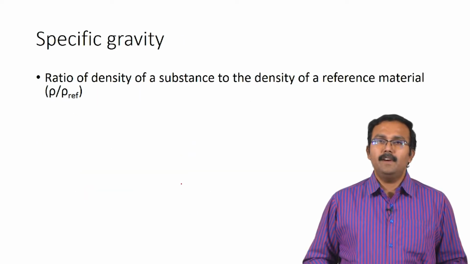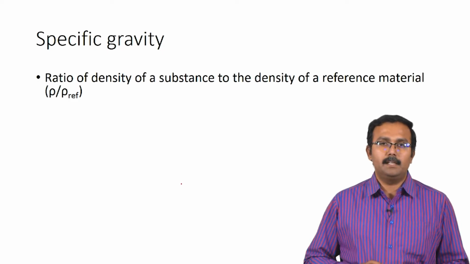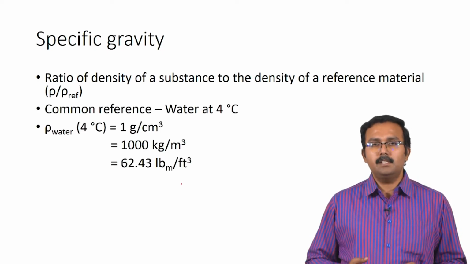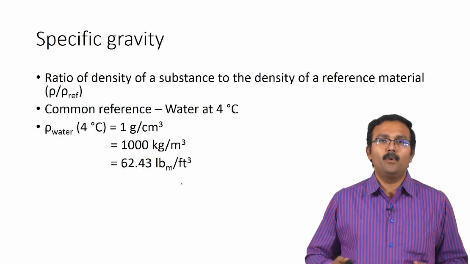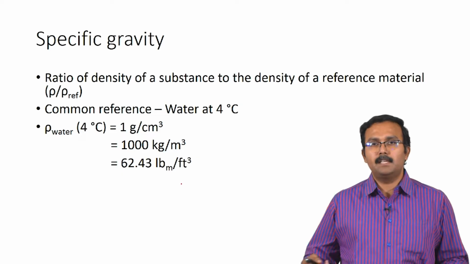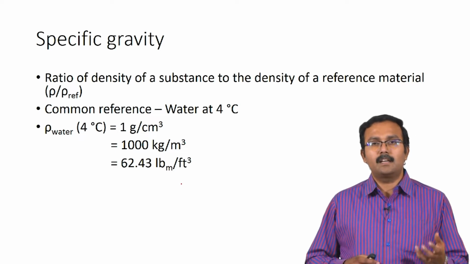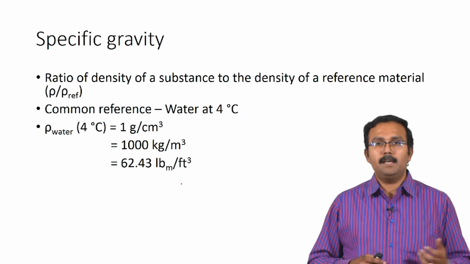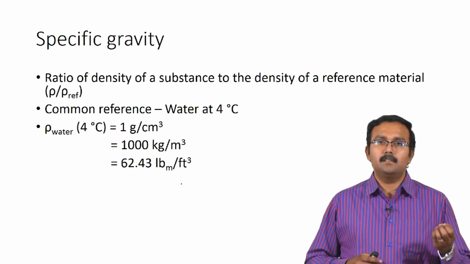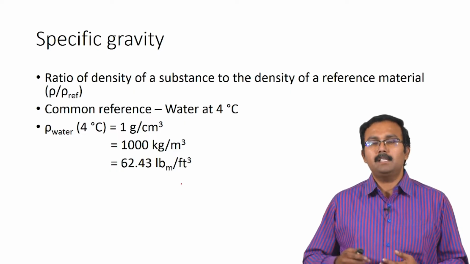Specific gravity is defined as the ratio of the density of a substance to the density of a reference material. The reference material which is commonly used is water at 4 degrees Celsius. This is because the density of water at 4 degrees Celsius is 1 gram per centimeter cube or 1000 kilograms per meter cube. So, when we use SI units and CGS units, these are round numbers which are easy to remember and apply. However, if you were to use American engineering units, the number is a little more cumbersome, which is 62.43 pound mass per feet cube.